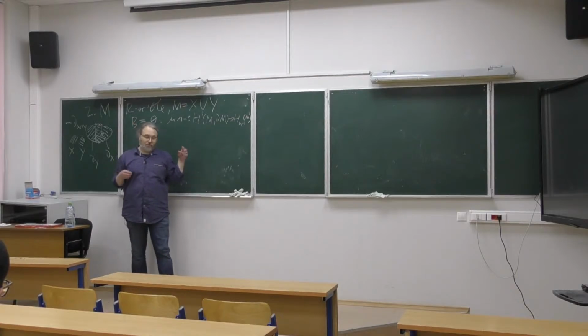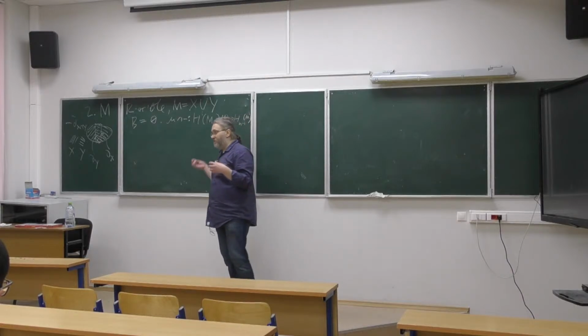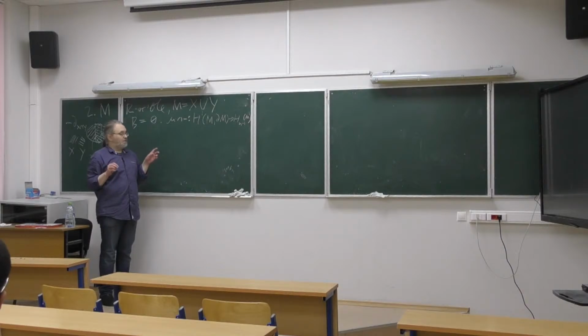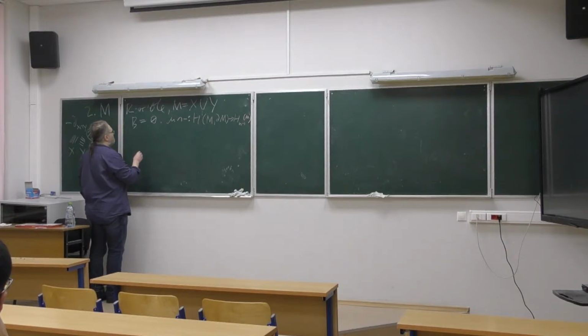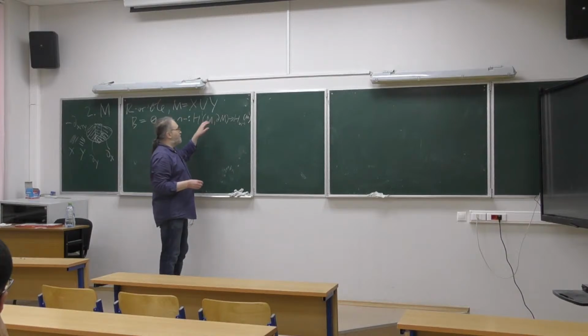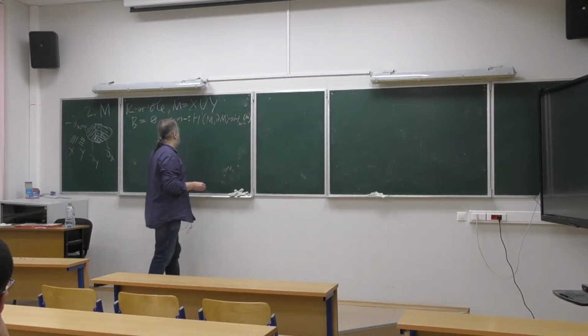We haven't mentioned compactly supported cohomology yet. Hopefully there will be at least some time today to talk about it. Anyway, so we need a Mayer-Vietoris sequence for this group and for this group.